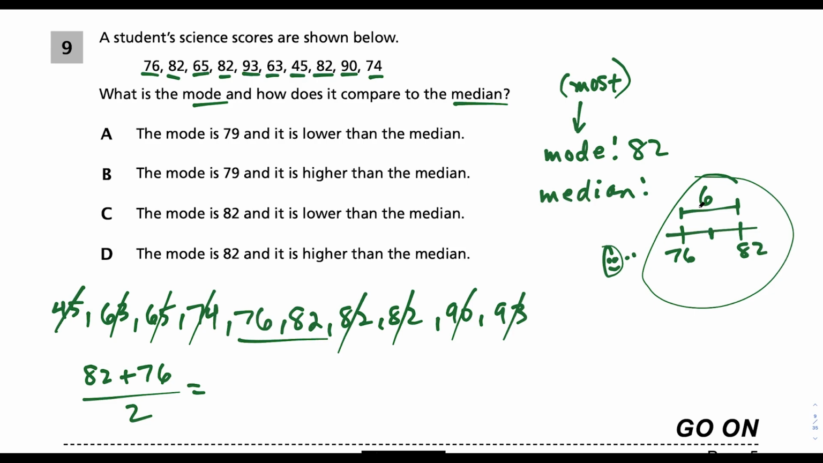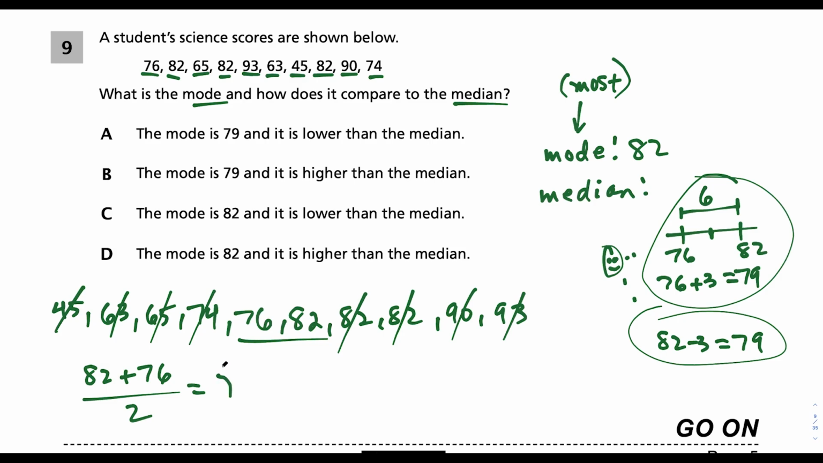So I could just think, half of that distance would be to go forward 3. If I did 76 plus 3, that would give me 79. I could also do 82 minus 3, and that would also give me 79. So I could just cut the distance between them in half and either add it to the smaller number or subtract it from the bigger number. So you could go ahead and work this out, but I promise it's going to work out. Let's just make that neater. This is going to work out to 79.